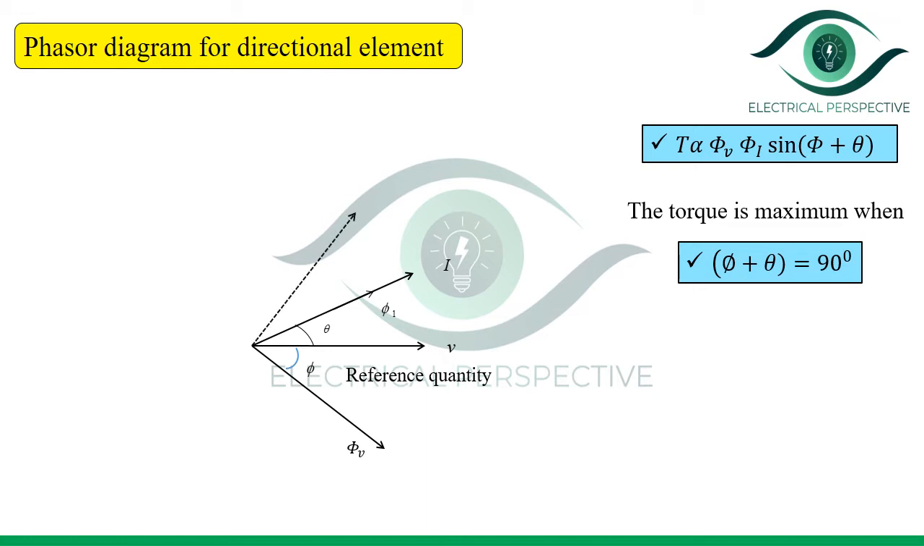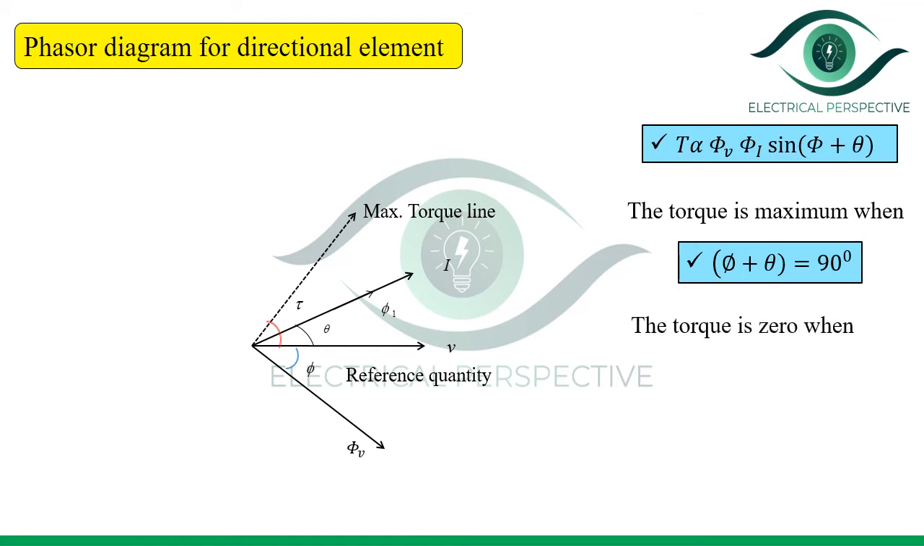So here the dotted line in the phasor diagram represents the desired position of phi I, that is nothing but the maximum torque line. Here V is the reference quantity and therefore phi V has a fixed position with respect to the voltage for a particular design. So the angle between the dotted line and the reference quantity V is known as the maximum torque angle and it is denoted by tau.